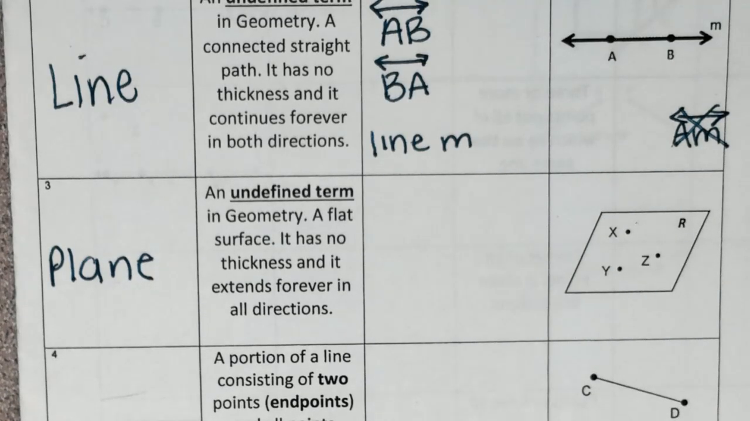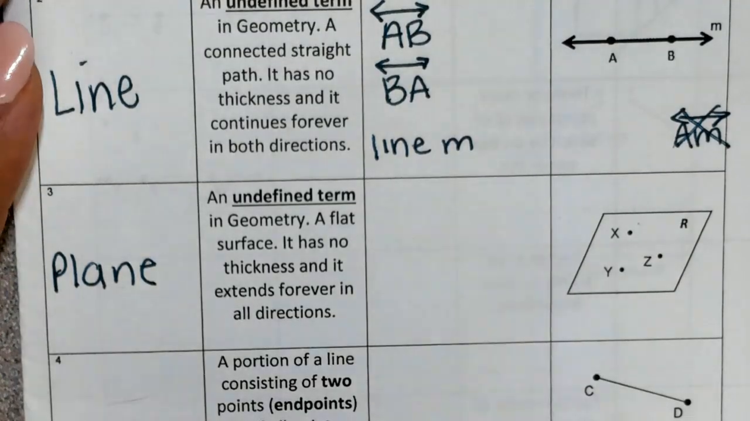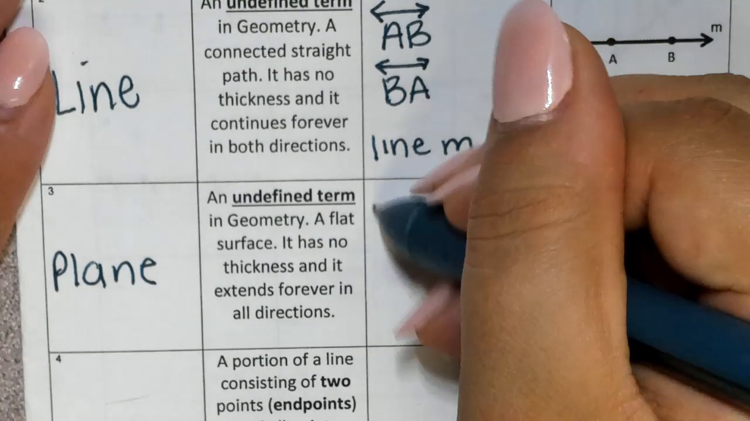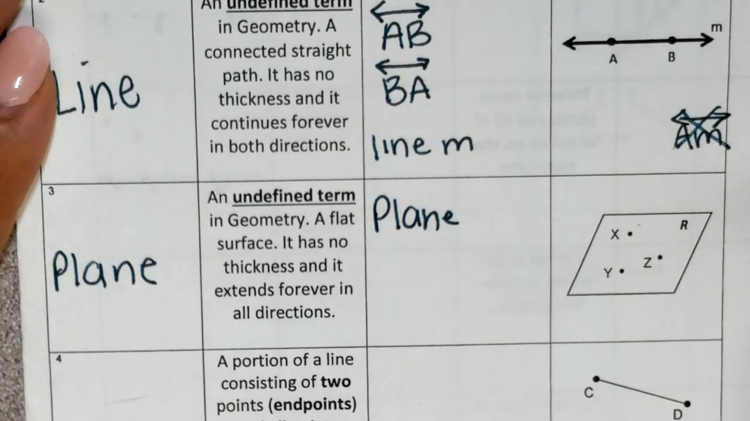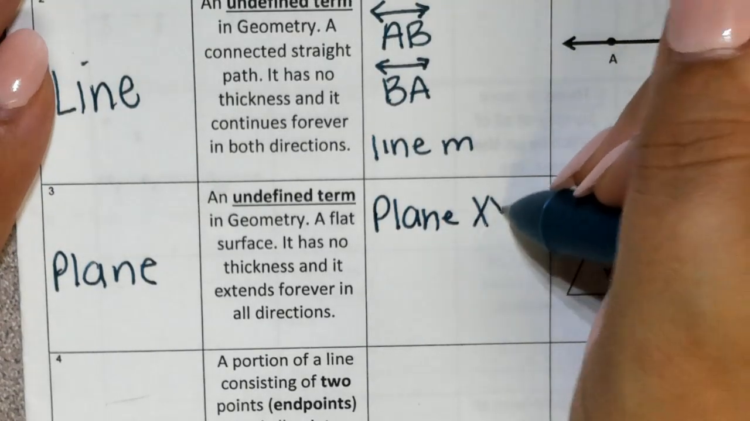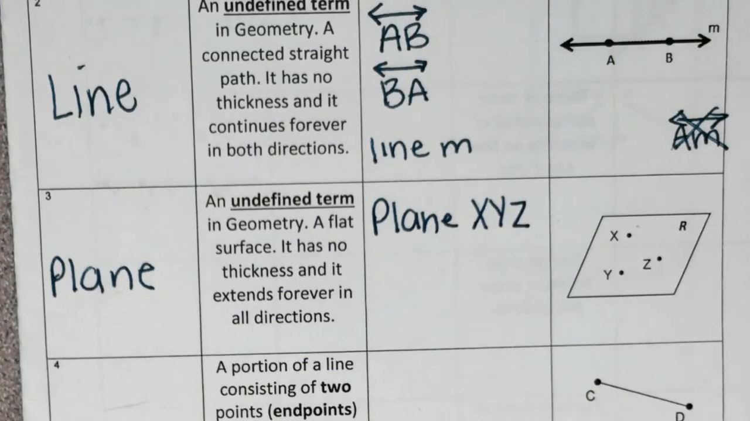So the way that we have planes, you need at least 3 points to make a plane. So I could call this plane what? What are my 3 points? X, Y, Z. Do I have to call it plane X, Y, Z? No. Could I call it Z, Y, X? Sure. Does it matter what order my letters are in? No.